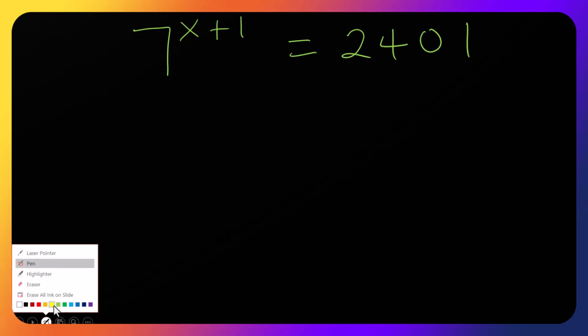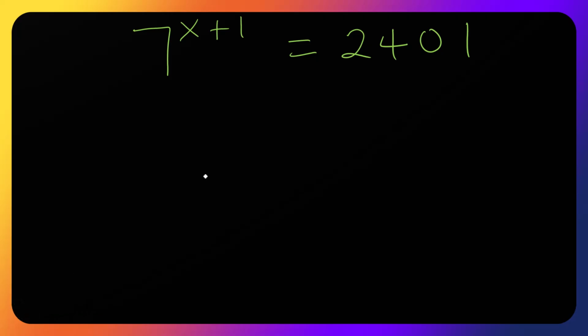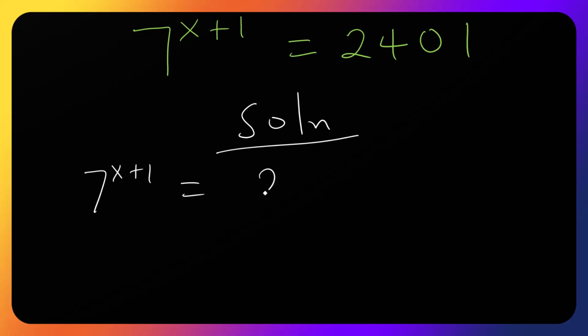Now just pause the video and give this question a try. Given 7 to the power x plus 1 equals 2401. Okay. So given 7 to the power x plus 1 equals 2401. It's not all that difficult. Now let's follow the steps.